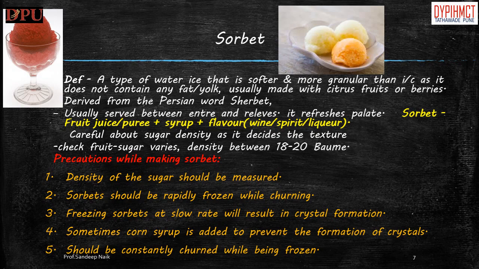5. Should be constantly churned while being frozen. 6. Meringue or egg white added for body inhibits crystal formation. 7. In syrup, glucose or invert sugar can be added to avoid crystal formation.